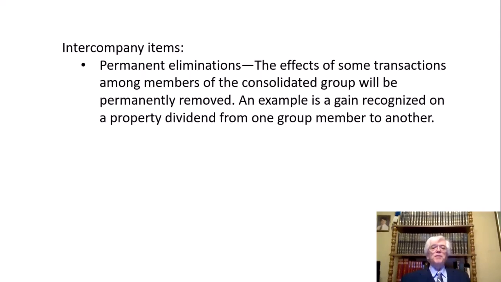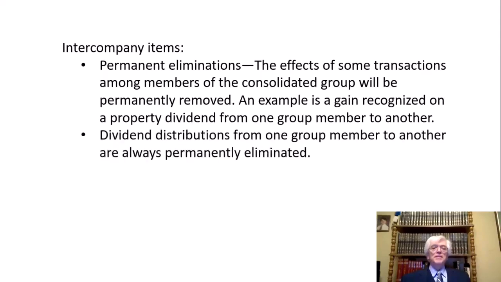But if it's a dividend paid from one group member to another, then that gain should not be recognized. It will be eliminated as an item. It will be pulled out from the calculation of consolidated taxable income. Dividend distributions from one group member to another, as we saw in the first video, are always permanently eliminated. We'll talk a little bit more about that in just a bit.